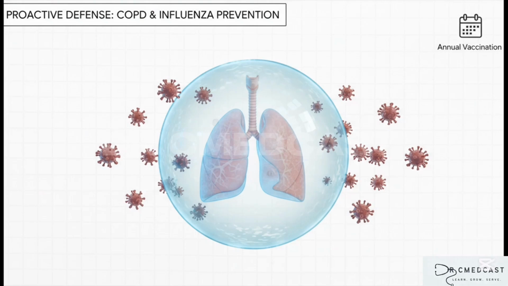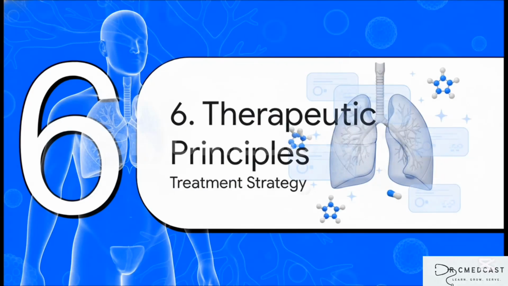You know, this right here highlights one of the most important ideas in managing any chronic disease. Prevention is everything. Since we know infections are a huge trigger for these dangerous flare-ups, one of the best things we can do is stop them from happening. And that's why getting a flu shot every single year is an absolute, non-negotiable standard of care for every single person with COPD.